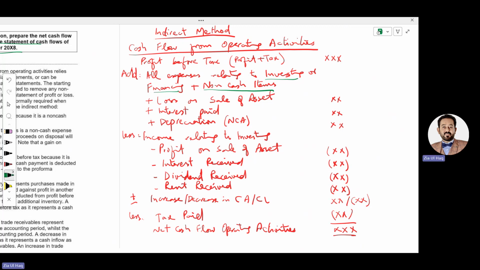What are non-cash items? Depreciation is a non-cash item. Amortization of intangible asset is a non-cash item. That we will add back. Loss on sale of asset, that is an expense relating to investing activities, we will add back. Interest paid, that is relating to financing activities, that's why we will add back. This is the figure charged in profit and loss account.